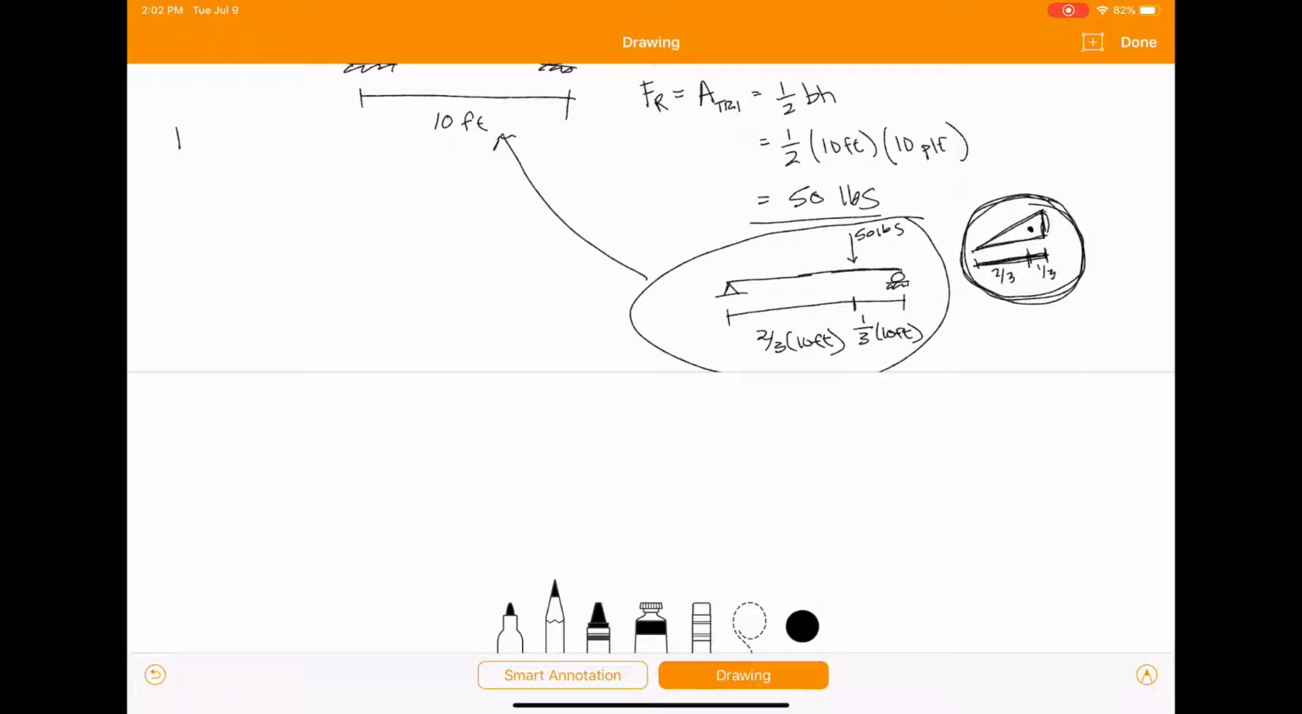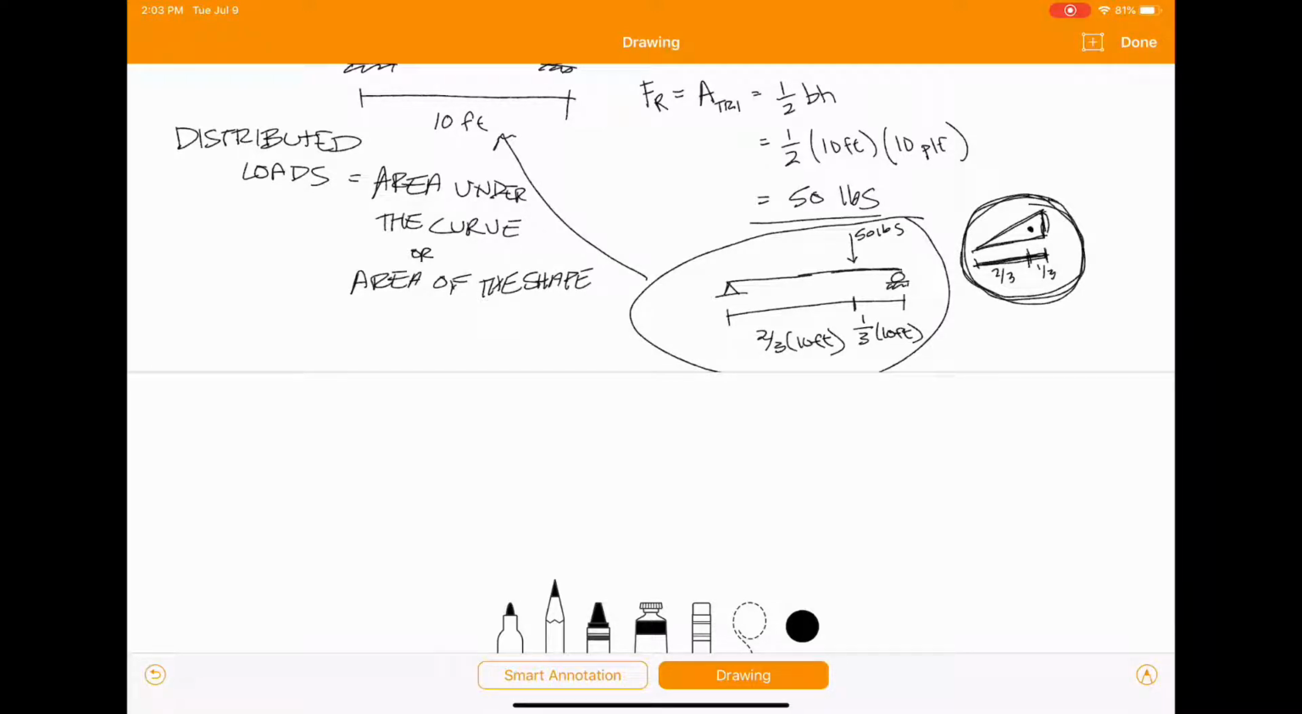So that's just a quick intro to distributed loads. Again, the thing to remember is distributed loads are equal to the area under the curve, or area of the shape. And that will give you your resultant force. And then you can just remember that your resultant force acts at the centroid of the shape. Again, it's really just as simple as that.